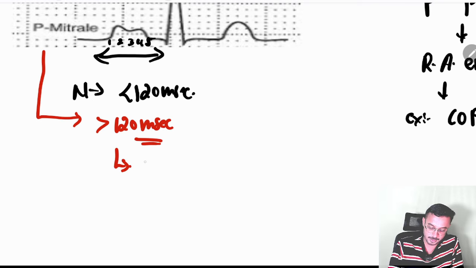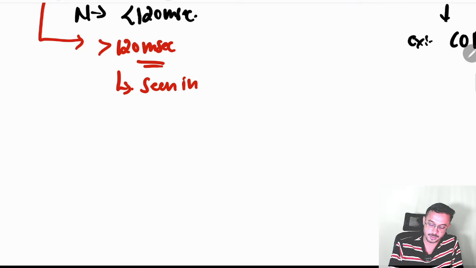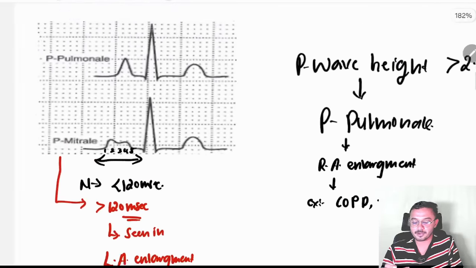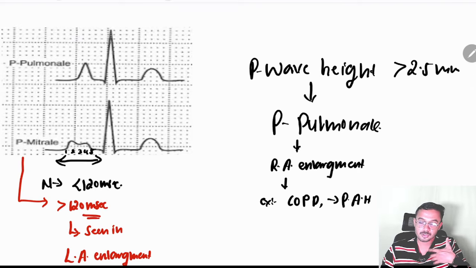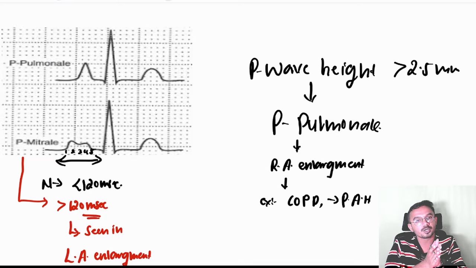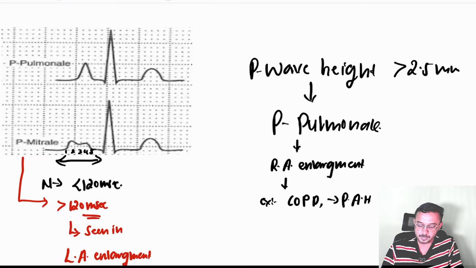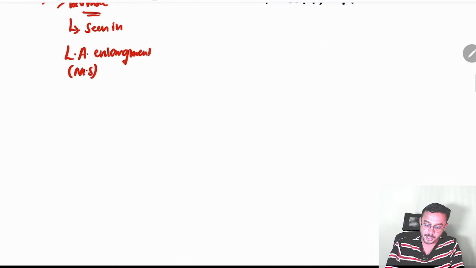So where will you see this? It is seen in left atrial enlargement, for example in mitral stenosis. So this is about the two P wave abnormalities. We'll go in sequence: P mitral and P pulmonale. P pulmonale is found in right atrial enlargement, in COPD and so on, and its height is more than 2.5. P mitral is where the duration or breadth is greater than 120 milliseconds. So this is about P wave abnormalities.